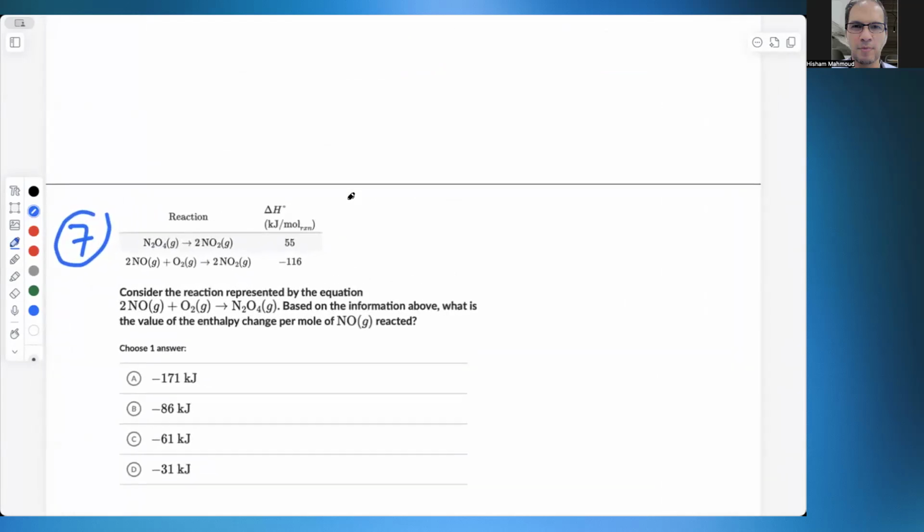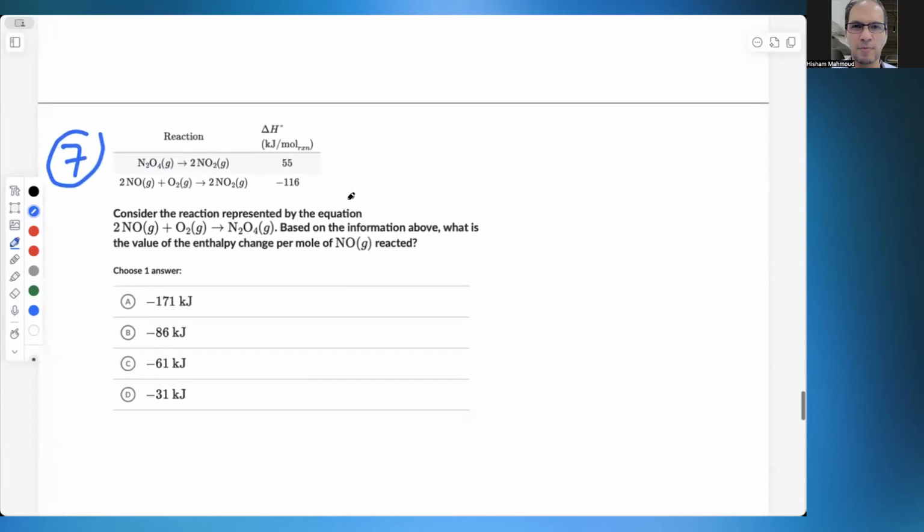So this is question number 7. Consider the following reaction represented by the equation. Based on the information above, what is the value of enthalpy change per 1 mole of NO? So I have 2 equations already, and then I need to find the third equation. Or I need to find the value for 1 NO only.